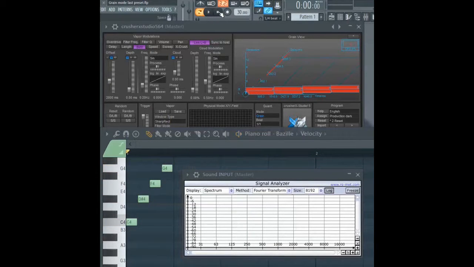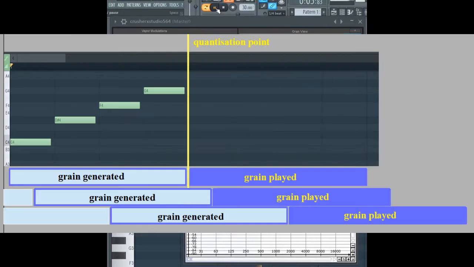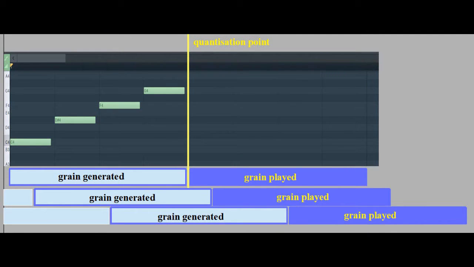I reduce the quantization back to 1 beat, and as you see and hear, the playback starts at different times, different points during the empty beat of the bar. A grain cannot be played back before it has reached its end, of course.